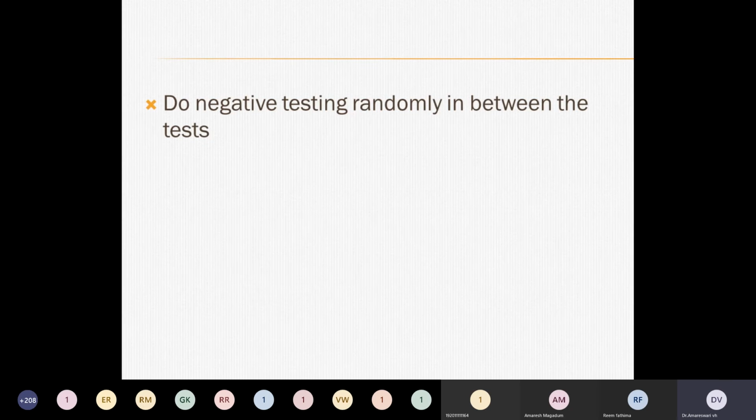You are not testing temperature sensation. You are not checking me. He has to tell that properly. If he denies, he is hiding something. So definitely you have to do negative testing randomly in between the tests. With this, the clinical examination is over.